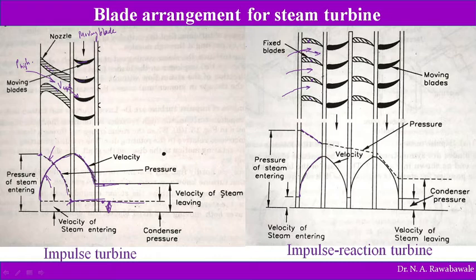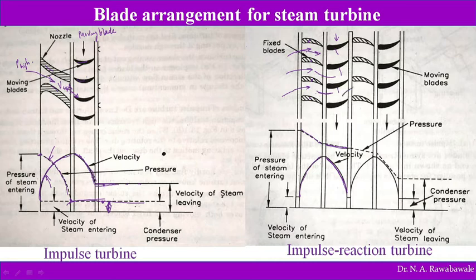When it comes out of this set of fixed blades, it enters this set of moving blades. So these are the moving blades. When steam enters these moving blades, this steam at high velocity makes the set of moving blades start to rotate over the drum, and the velocity of steam gradually decreases, whereas the pressure also gets reduced. So when velocity gets reduced, pressure also gets reduced.